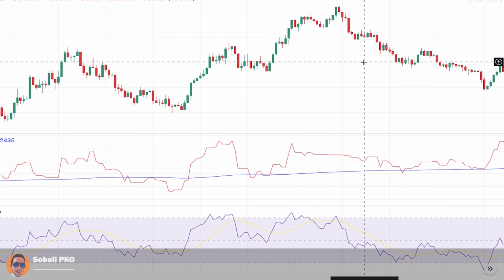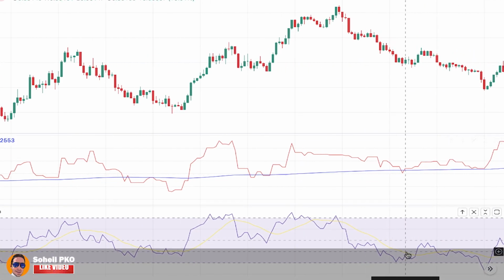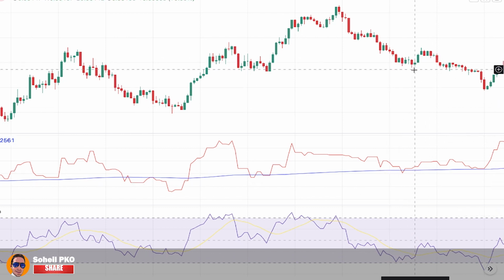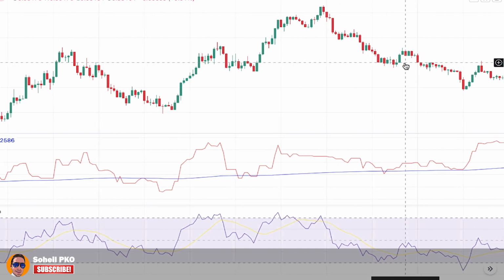We have a similar situation here, but RSI is below 50. So it doesn't confirm taking any long position here at this point. And you can see that the price has turned to a downtrend.